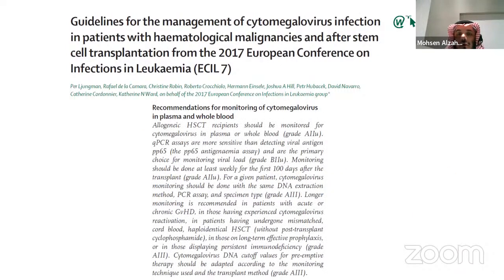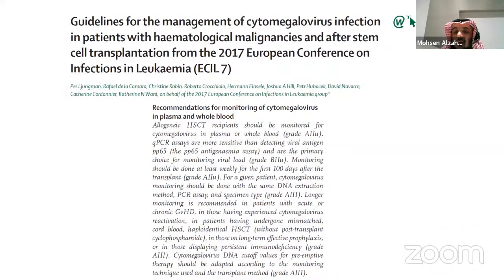The fourth recommendation is regarding monitoring for cytomegalovirus in plasma and whole blood. Allogeneic hematopoietic stem cell transplant recipients should be monitored for CMV in plasma and whole blood by PCR assay, which is more sensitive than pp65 antigenemia assay. Monitoring should be done at least weekly for the first 100 days after the transplant.